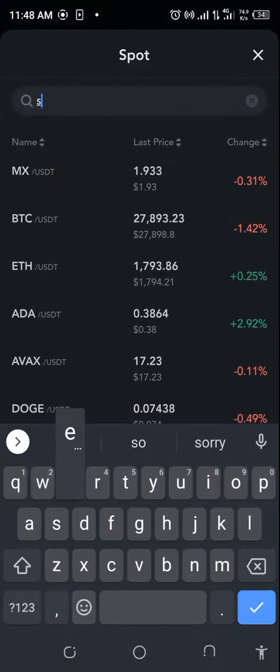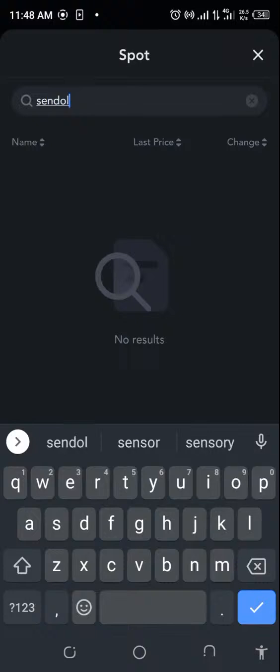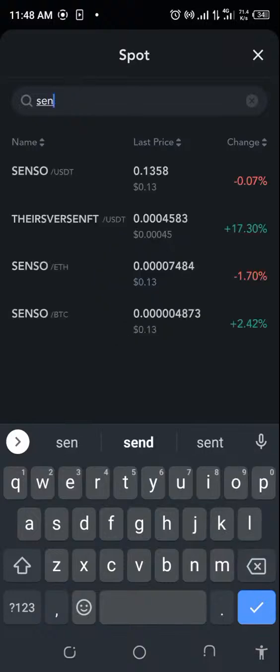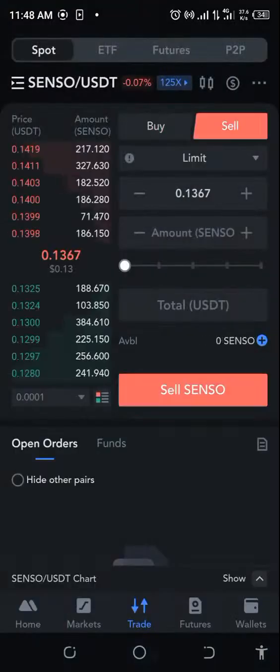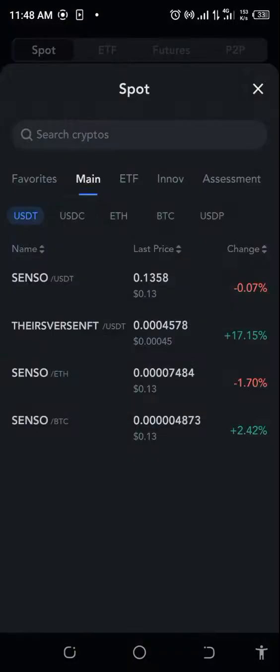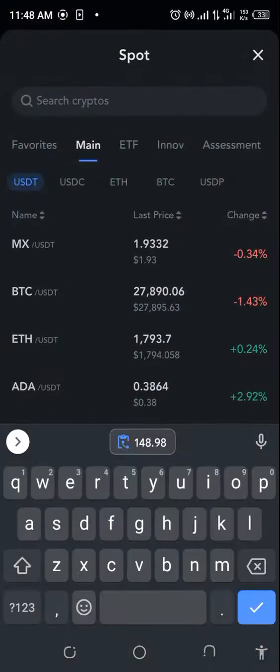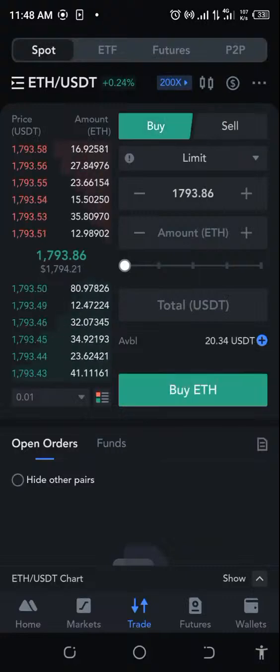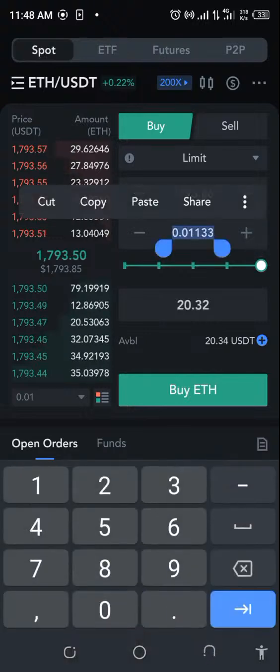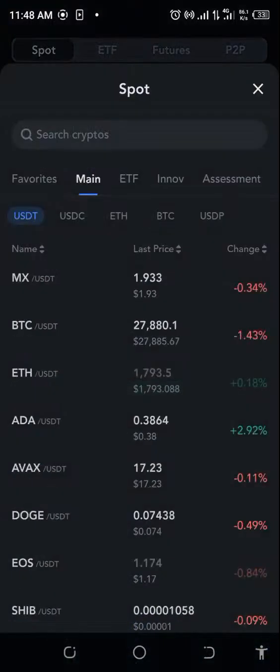Go back to Senso. Senso USDT, all right? Okay, so I want to sell the Senso now. Oh, no. I'll just do one more trial, starting with ETH. Let me just see whether that's going to work. So we need to buy ETH first. It's not picking up everything, but let's go with that. Cut, then let's go to Senso.